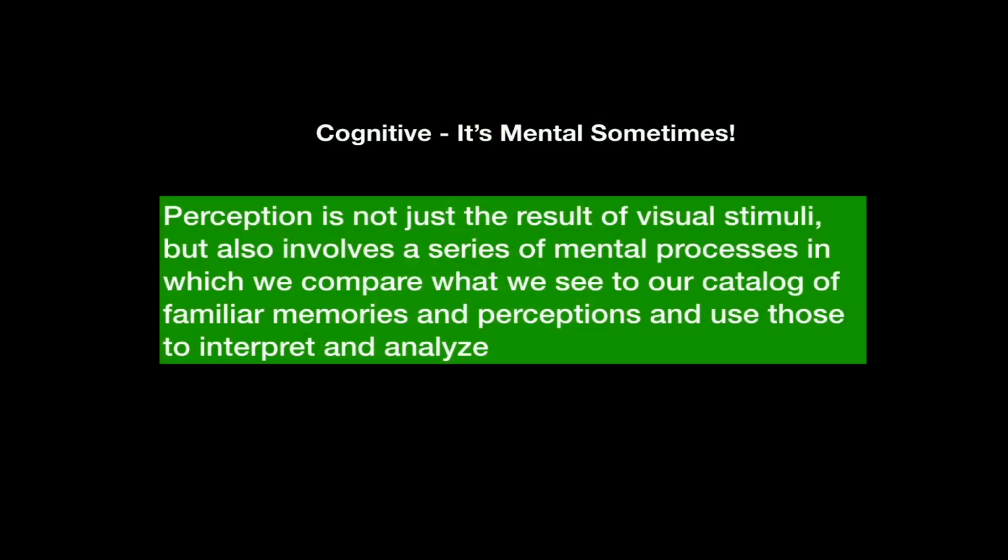So perception is not just the result of visual stimuli, like I was just saying, but also involves a series of mental processes in which we compare what we see to our catalog of familiar memories. Right? We have memories that we've built up over time. We're comparing those things and perceptions and use those to interpret and analyze. So we're using what we know in our storage banks, and we are now able to interpret and analyze the visual things that we're seeing with what we know. So this is kind of where we're going with this.